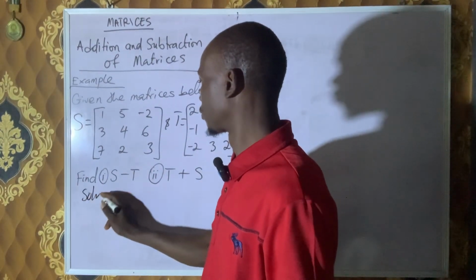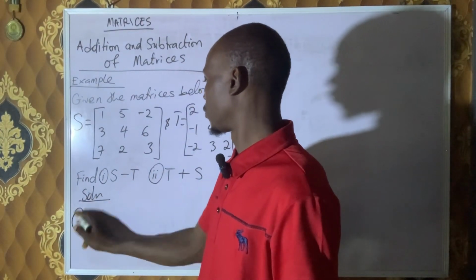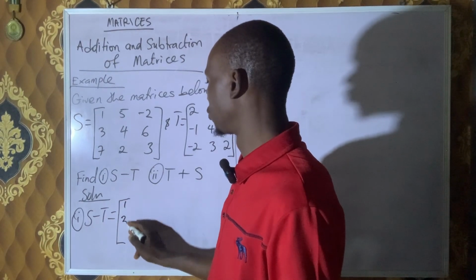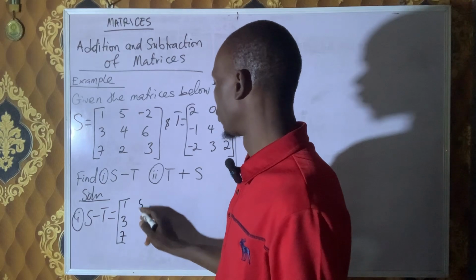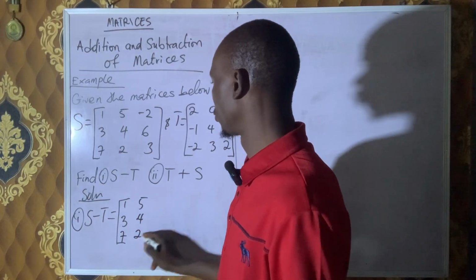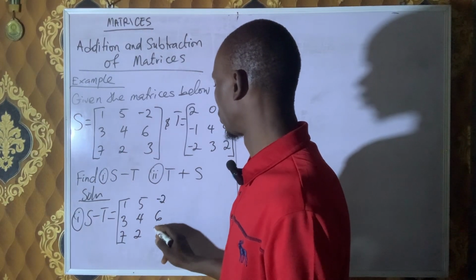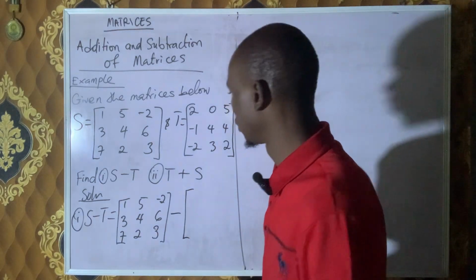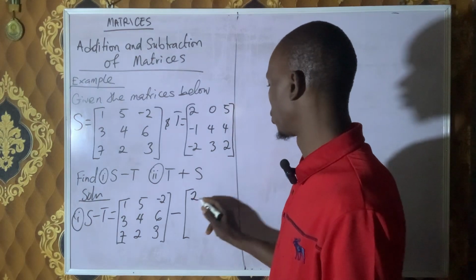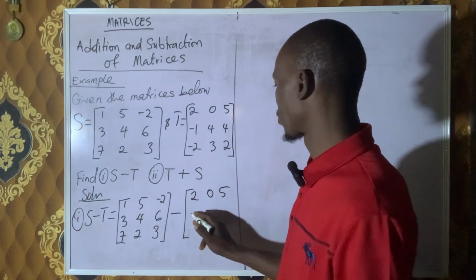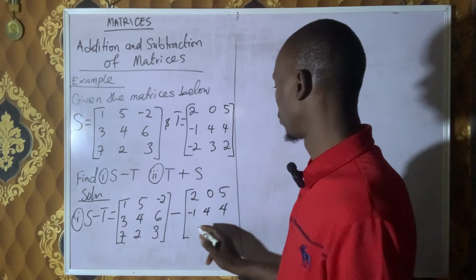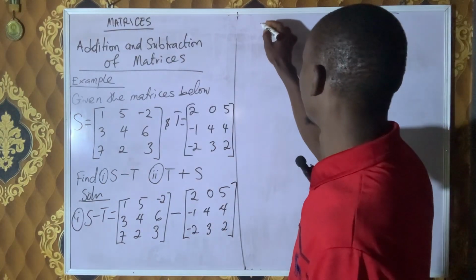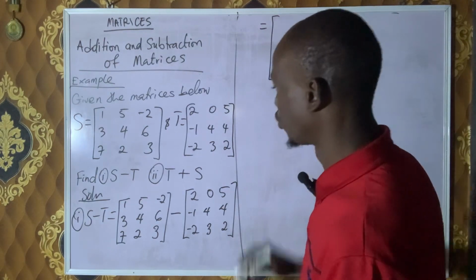So solution, S minus T simply means matrix S, 1, 5, minus 2, 3, 4, 6, 7, 2, 3, minus matrix T. Matrix T simply contains 2, 0, 5, minus 1, 4, 4, minus 2, 3, 2. In the same vein, we are going to subtract corresponding values.